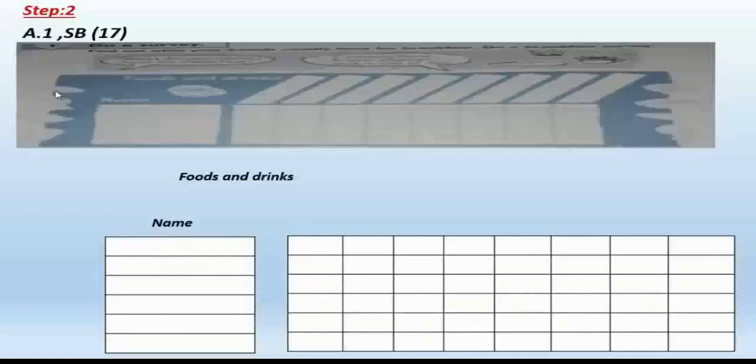I am going to ask you a question. What do you usually have for breakfast? Okay, now open your skills book at page 17. Look at activity 1. You are going to do a survey. Read the rubrics. Do a survey. Okay, that's right.